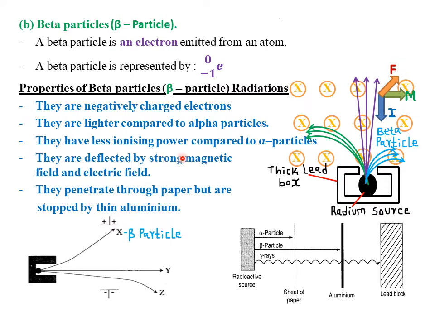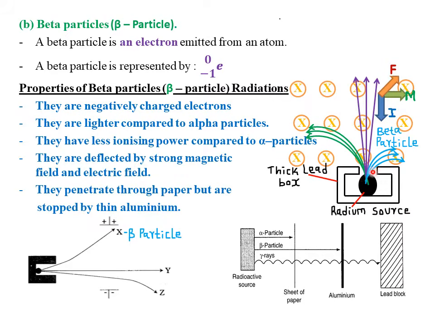So let's look at the deflection of beta particles in a strong magnetic field. Again, in this particular case, we are using fields which are into the screen, denoted by this letter X. But the only change is that for the case of beta particles, remember we are saying that beta particles are simply electrons, and we know that electrons are negatively charged.